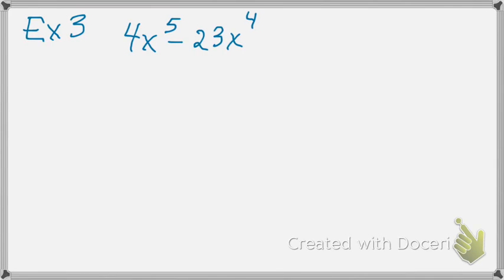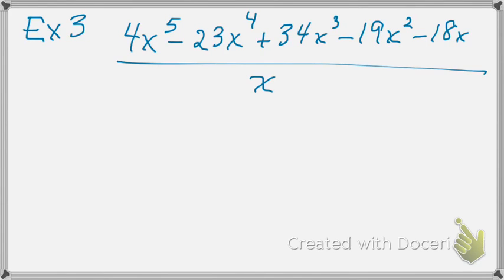All right, so let's do a synthetic division problem. So this is example 3. And it's 4x to the 5th minus 23x to the 4th plus 34x cubed minus 19x squared minus 19x, divided by x minus 4.